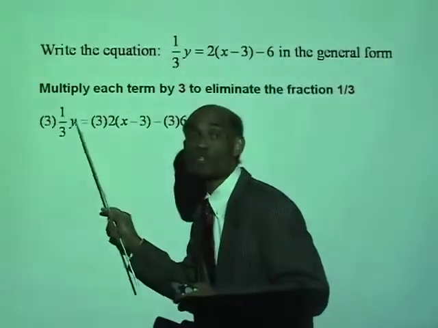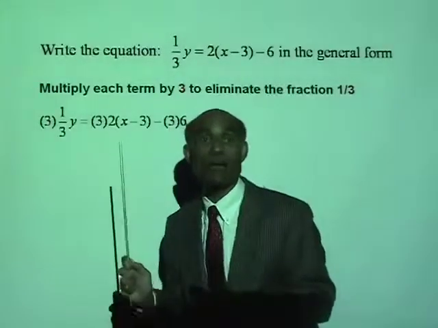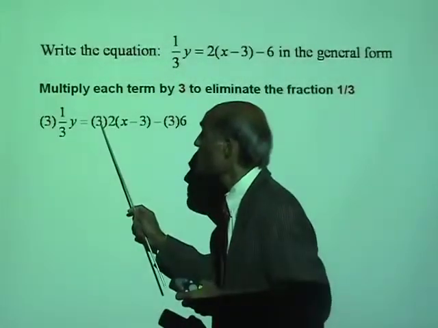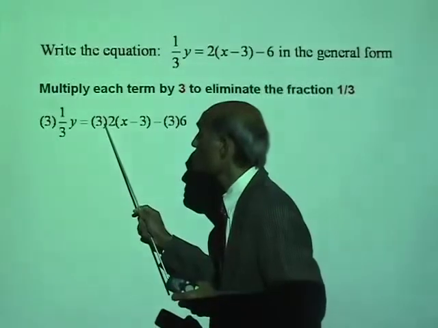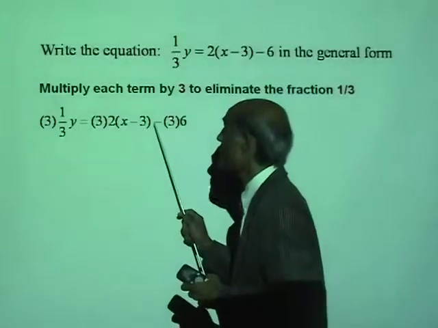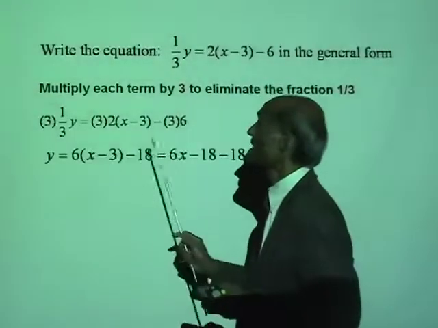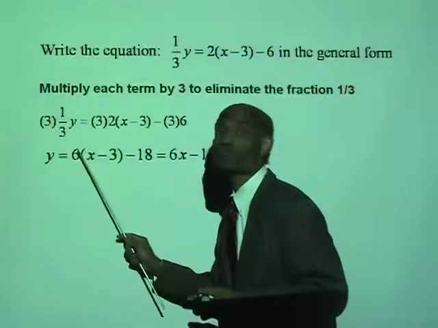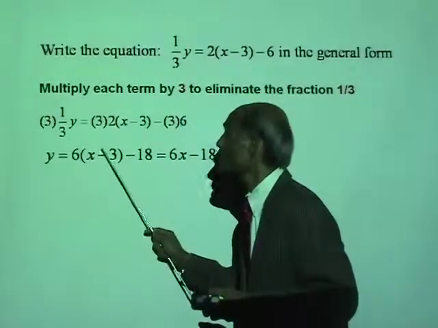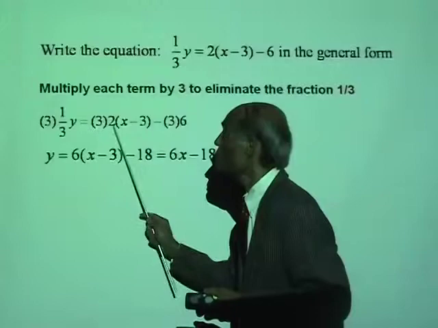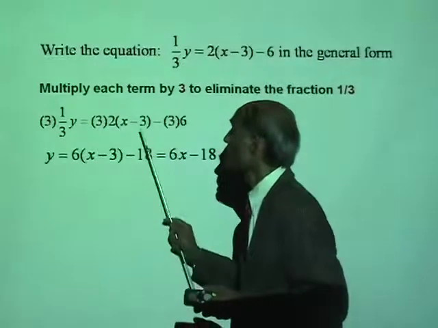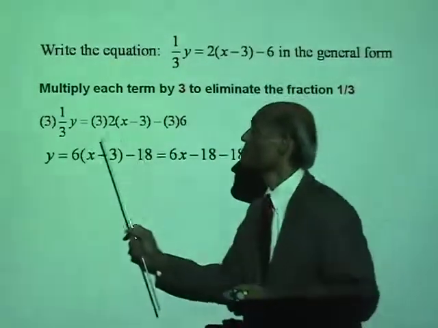So on the left you will have a y alone. And this now becomes 3 times 2, 6 multiplied by x minus 3 minus 18. So y equal to 6 times x minus 3. This is 6, 3 times 2. x minus 3 minus 18.